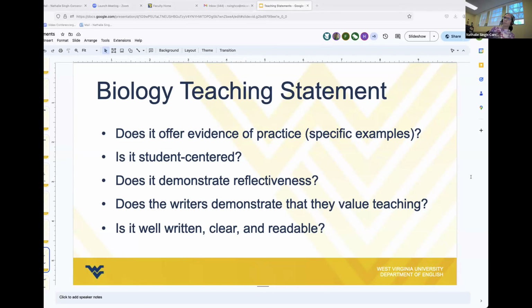Does the writer demonstrate that they actually value teaching, that they think it's a worthwhile endeavor? Okay, so it passes that as well. Yes, certainly. I would say each paragraph speaks to the importance of teaching. And then, is it well written, clear, and readable, which is also really important? Yes. Okay. It is a good draft. I agree with you, Erin.